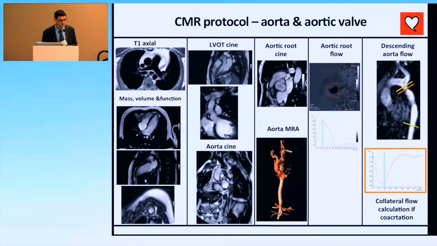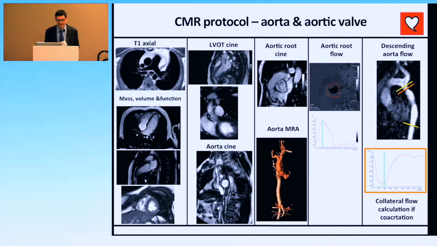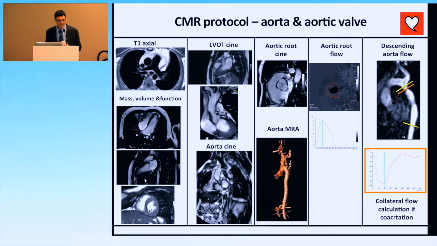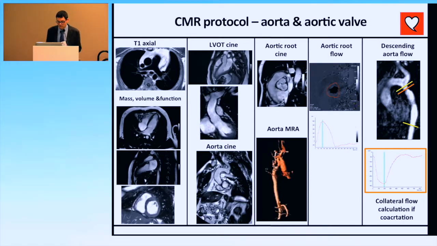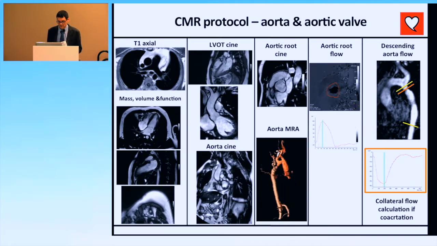CMR, however, offers a comprehensive evaluation that not only includes aortic size, but allows us to study heart function, heart size, and also to quantify aortic regurgitation. So this is an example in a patient with Marfan syndrome.